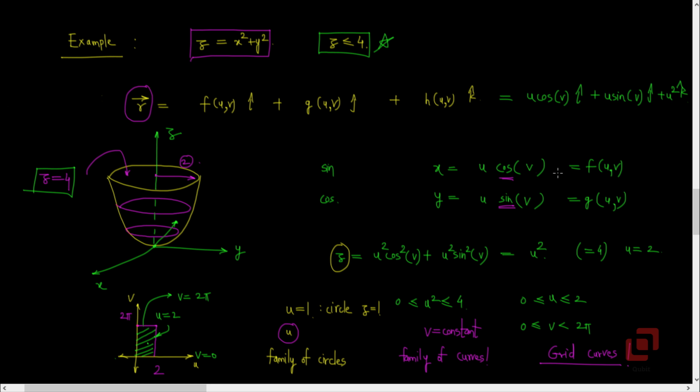and thereby we got x as a function of u and v and y as a function of u and v. We again went back to the equation of the paraboloid and expressed z as a function of u, in this case z equal to u squared. We then decided the domain of the parametric surface, which turned out to be a rectangle in the uv plane bounded by the v-axis, the u-axis and the lines u equal to 2 and v equal to 2 pi.